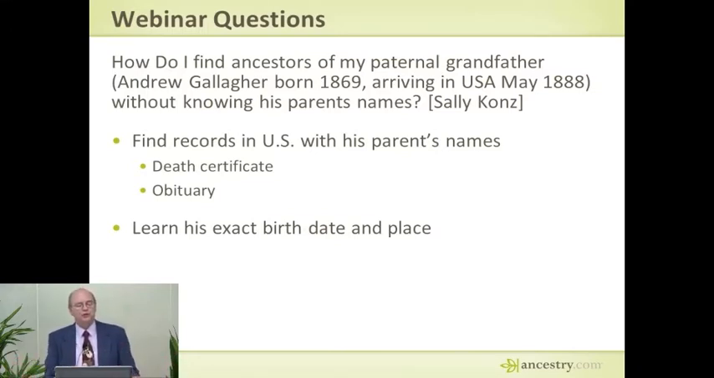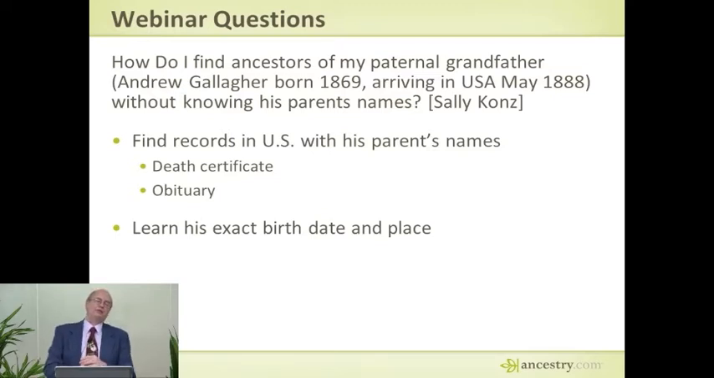The first two steps you need to make sure of is that you look for records in the United States that have the parents' names. Look for Andrew Gallagher's death certificate. Look for his obituary. Now, I'm not sure when Andrew Gallagher died, but if he came to the U.S. in 1888, when he was about 19 years old, he probably lived well into the 20th century. If he lived well into the 20th century, there should be a death certificate for him. Most of the states were keeping death certificates by 1911. So look assiduously for that death certificate, and then, once you know the date of death, look for the obituary. But the death certificate often has the parents' names.